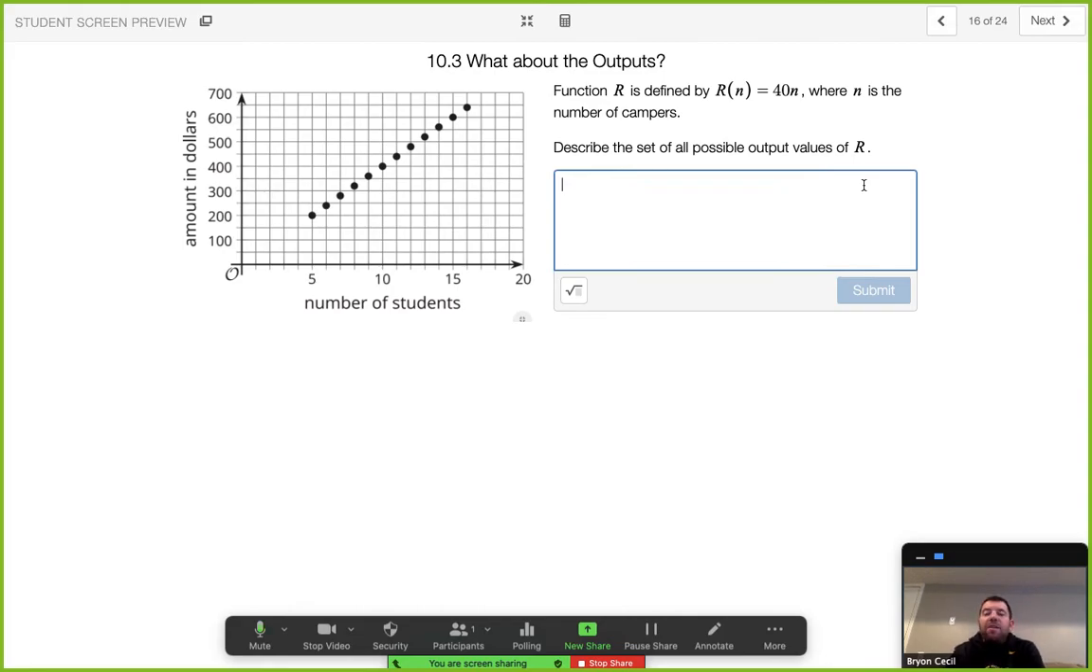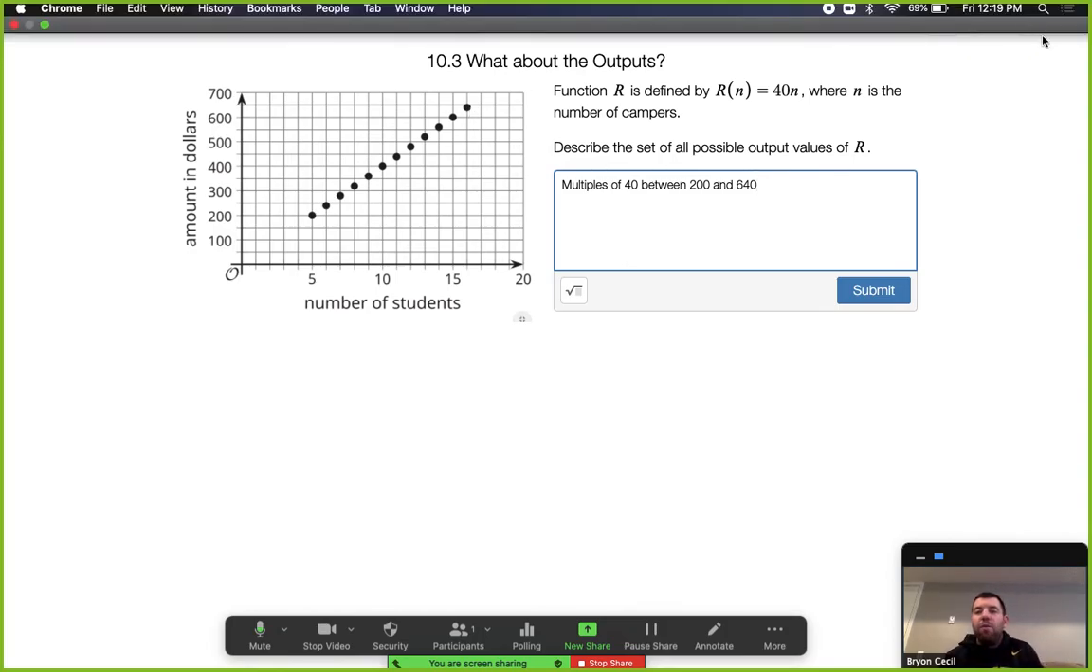Describe the set of possible output values of R. All right, guys, this would be the multiples of 40 between 200 and 640. Because we see here, when I have 5 campers, 5 times 40 is 200. And then we come here, hey, 16 times 40 is going to be 640. Okay, so that's where we get it. So any number between 200 and 640.